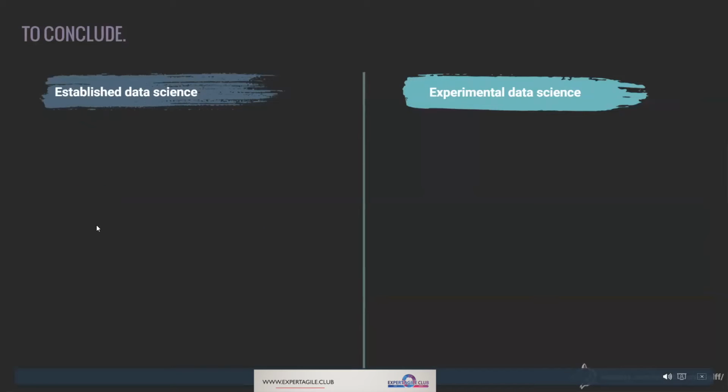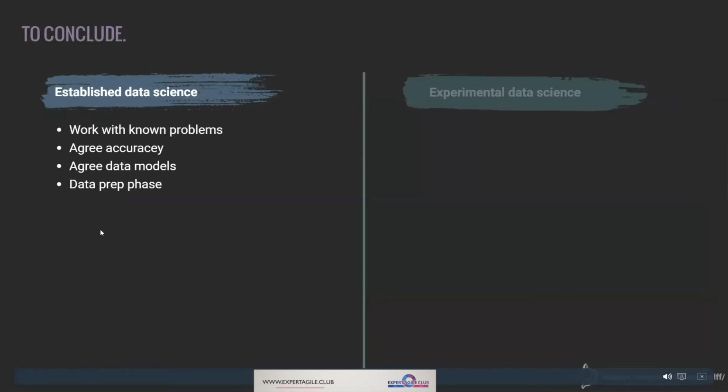So to conclude, we have an established data science approach, and the established data science approach is one in which we're working with known problems, where we need to agree the degree of accuracy upfront. We need to agree which data models we're using upfront and agree within ourselves, with our data scientists and our ML engineers, what the data looks like, and we need to run a data preparation phase.